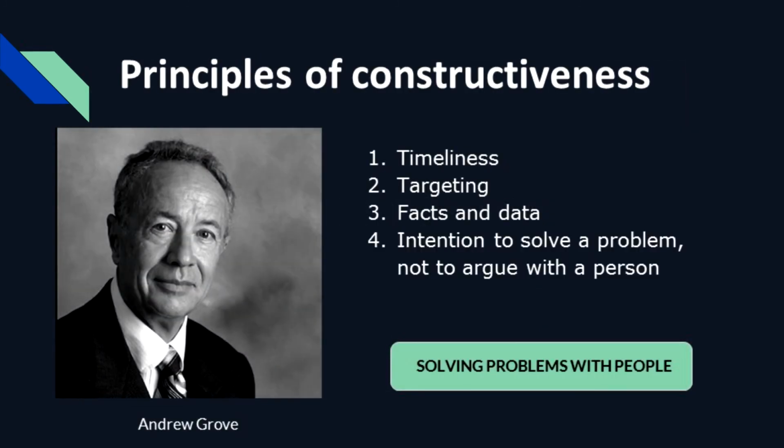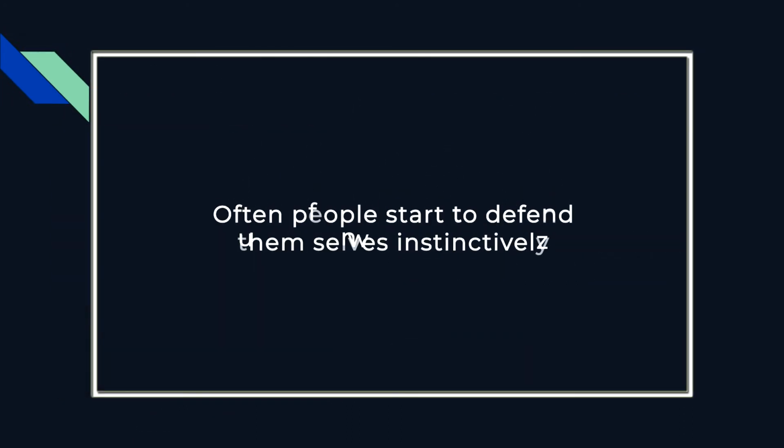And the fourth principle of any constructive dialogue is intention. The intention to solve a problem or situation. In other words, we always solve a problem without looking for someone to blame. Often people start to defend themselves instinctively. If you ask, why didn't you run the test yesterday? Naturally, the person answering this question could explain why he didn't run the test. There may be many reasons. For example, I received the request late yesterday. I was sent a product late.